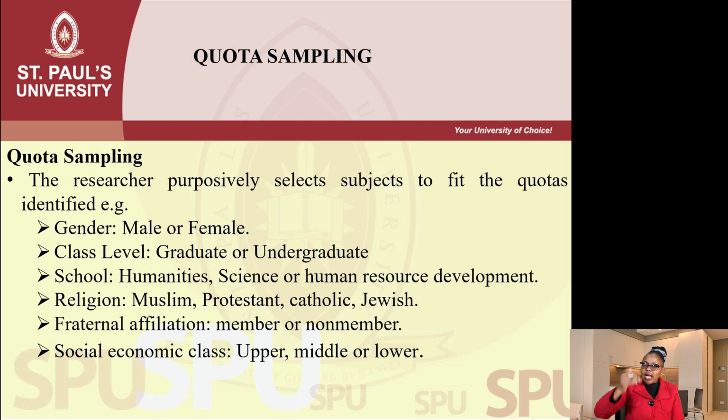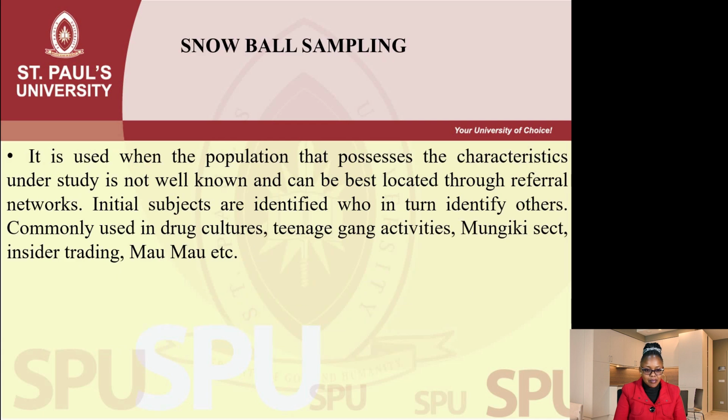So you continue and continue until you feel you have the right kind of people. You can eliminate them through gender, through class level, through the course that they are doing, through religion, through social economic class, depending with what you are looking for or what your research entails. Quota sampling. Then the last one is called snowball sampling technique.